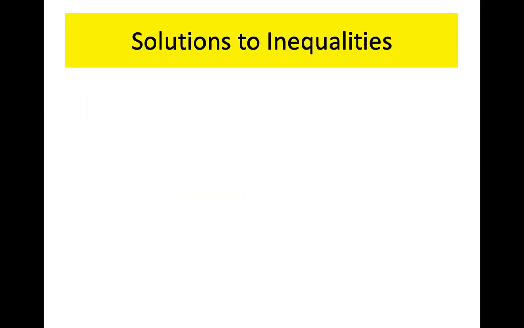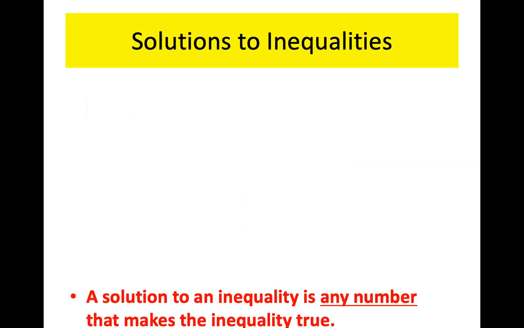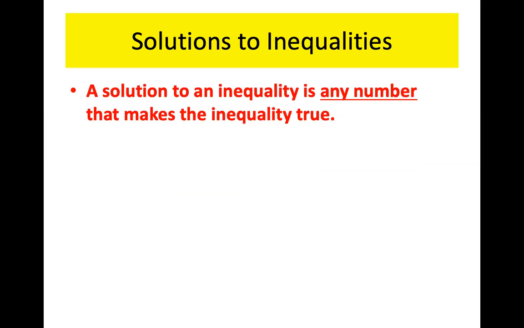We got a problem with inequalities. And the problem is this, right? There's more than one answer for inequalities. In fact, there's an infinite number of answers. It's not one number. What do I mean by that? Okay, you see the inequality? What makes this true? 1.6. 1.6 makes it true. 1.7. 50 makes this true. 4,000 makes this true, right? Lots of numbers make this true.